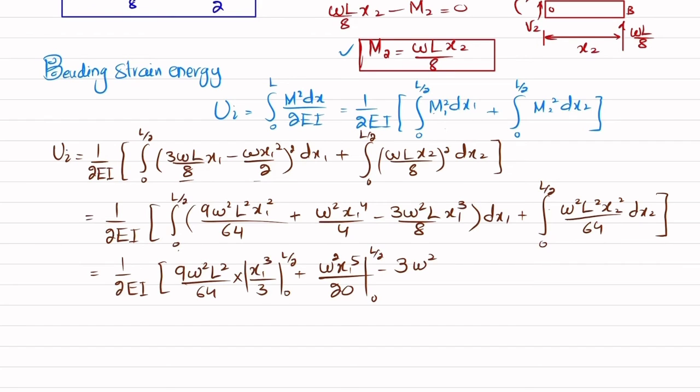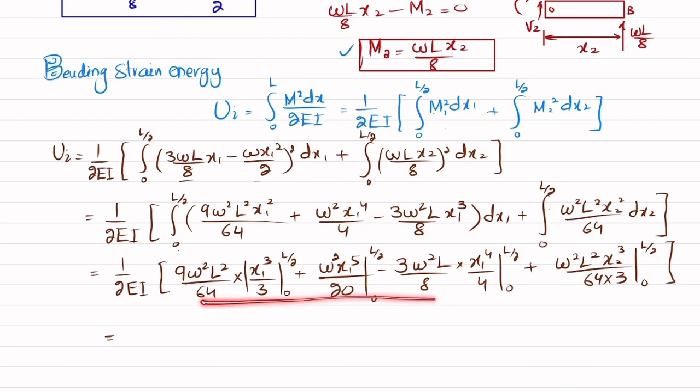Similarly, minus 3w squared L over 8 into x1 to the power 4 over 4, and the limit will be from 0 to L by 2. Plus this will be equal to w squared L squared x2 cubed over 64 multiplied by 3, and the limit will be again 0 to L by 2. Okay, if you simplify all this and put the limits, replace x1 with L by 2 here, similarly here, and x2 with L by 2, you can do it, it's very easy.